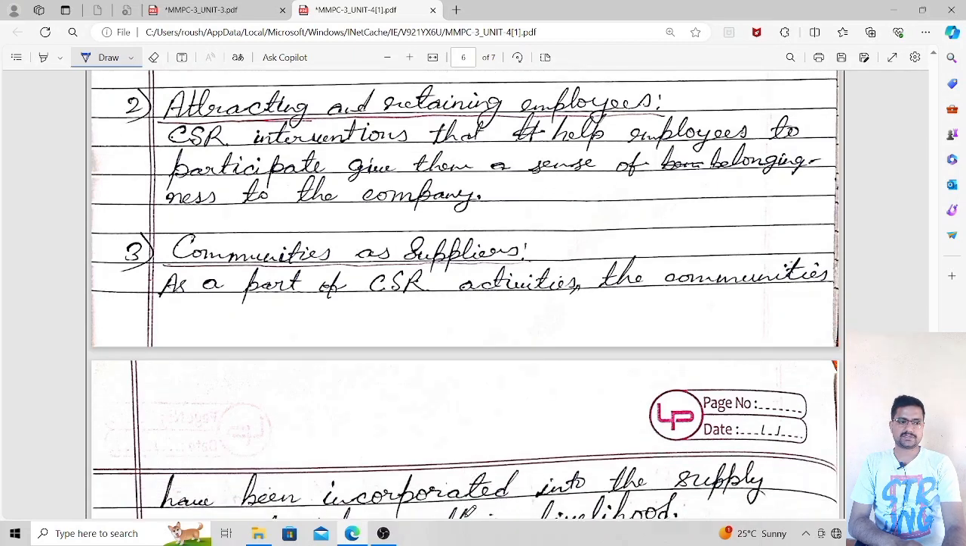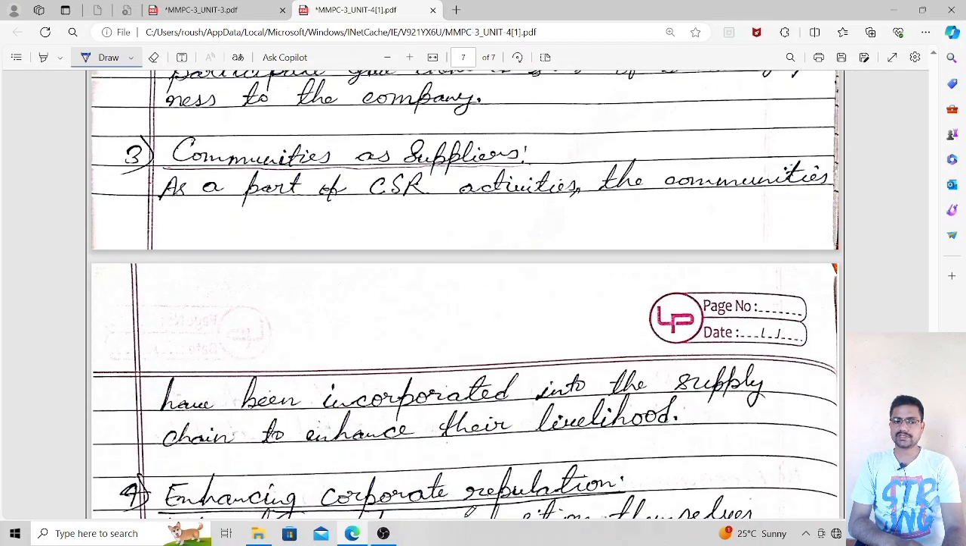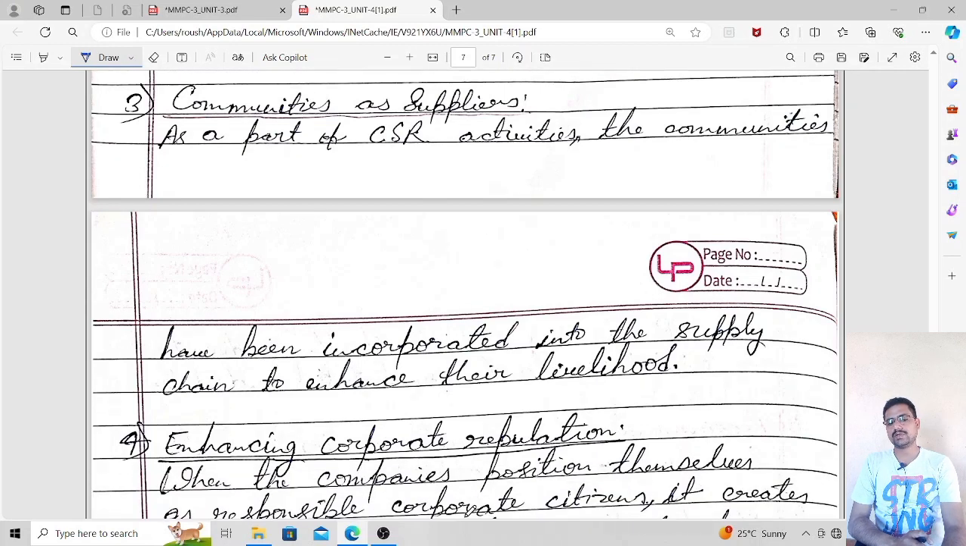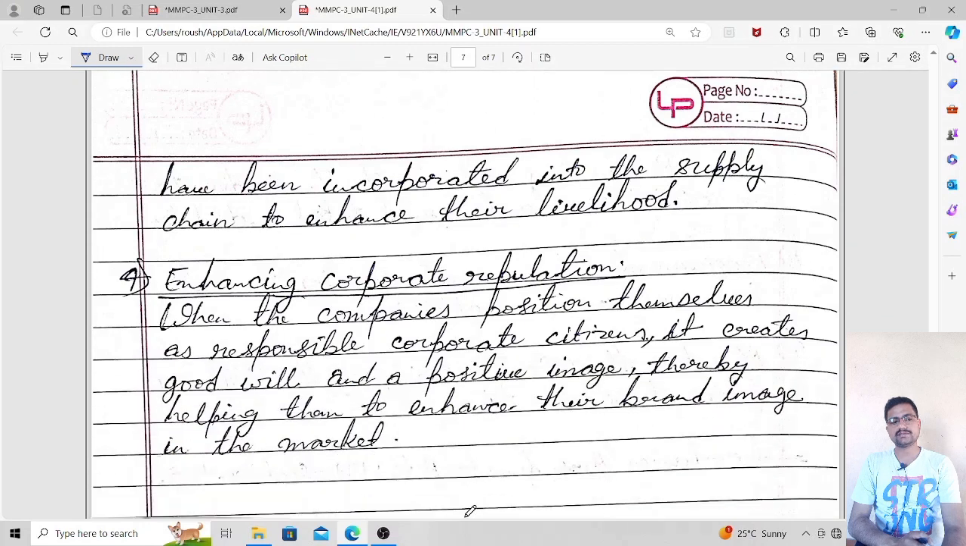Communities as suppliers. As a part of CSR activities, the communities have been incorporated into the supply chain to enhance their livelihood. So CSR activities should also enhance livelihood.